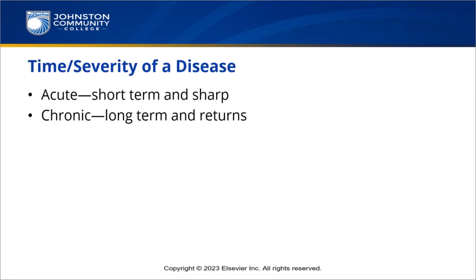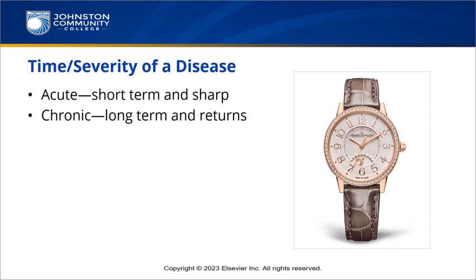Now let's discuss some terms that equate to our time and severity of a disease. So for acute, think of acu means sharp, as in acupuncture, and short. An acute form of disease begins suddenly and severely. For chronic, think of long-term, recurring. The combining form chrono literally means time. The chronic form of a disease is characterized by a long duration and a recurring nature. In medical terminology, an instrument to measure time is a chronometer, or like the watch you have on your wrist.